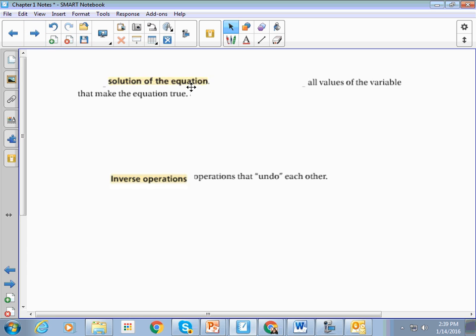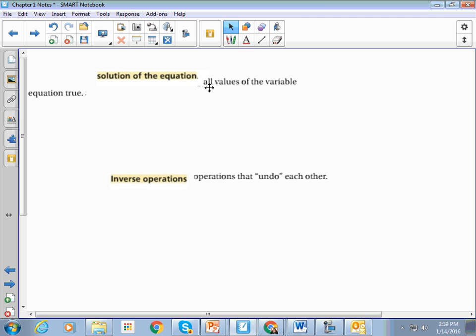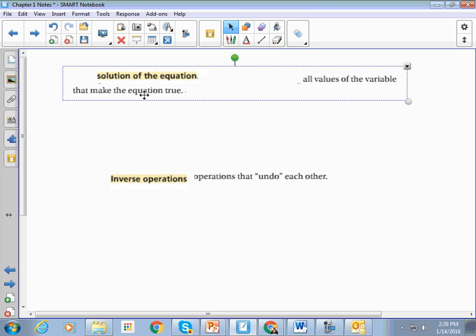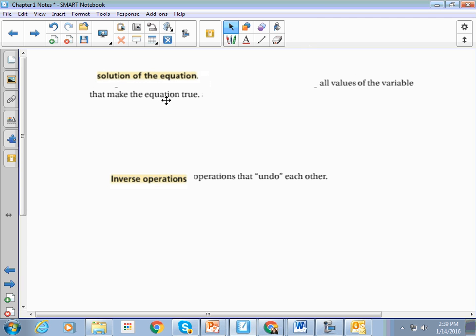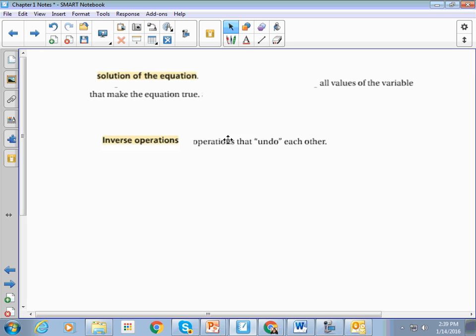All right, so the solution of the equation, write this down in your notes, is all values of the variable that make that equation true. That is the solution, all values of the variable that make the equation true. Inverse operations are operations that undo each other. Adding 1 will undo a minus 1. Dividing by 2 will undo a multiplying by 2. Those are inverse operations.